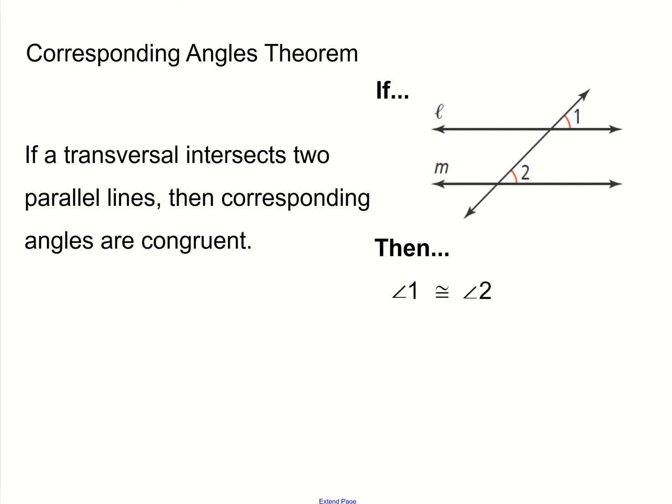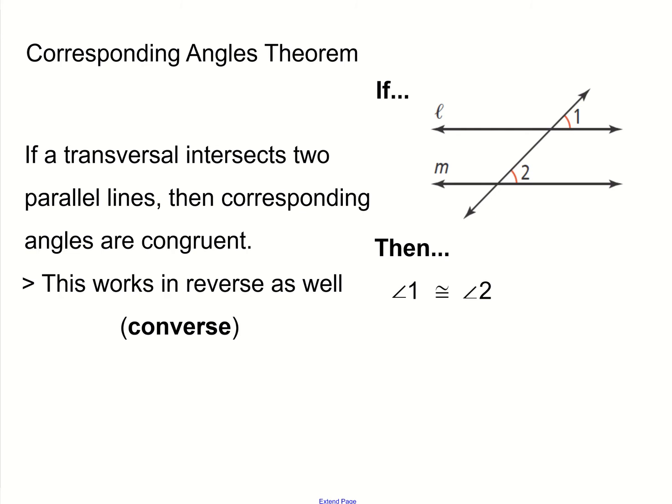This theorem states that if you have two parallel lines cut by a transversal and you're looking at the corresponding angles, then the two corresponding angles, in this case angle 1 and angle 2, are congruent. That means their measures are equal to each other. That's what the theorem says from 2.1. Now if we reverse this and say that angle 1 is congruent to angle 2, then that means that the lines are parallel. What we just did is reverse the logic. We reversed the theorem, and that's called a converse. So this works in reverse as well.